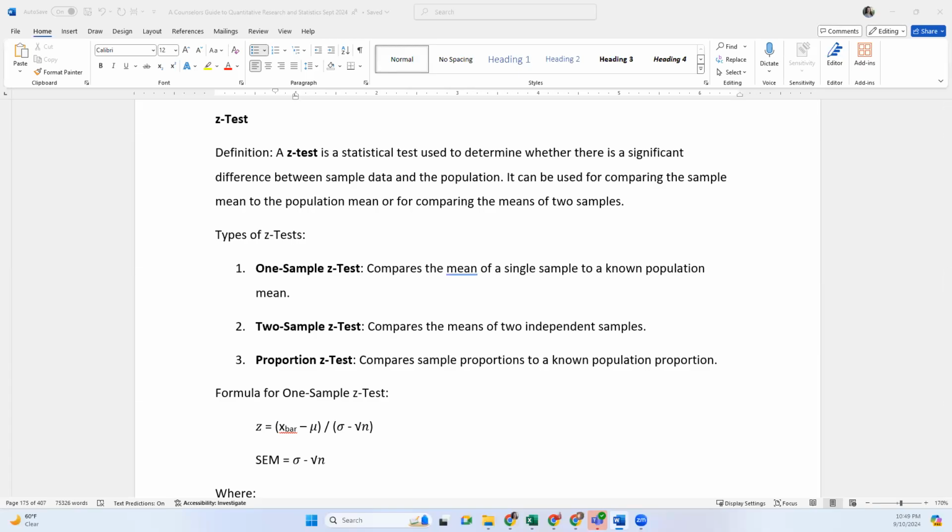Welcome to your tutorial on z-test. So a z-test is a statistical test that determines whether there's a significant difference between sample data and a population. There's lots of different types.